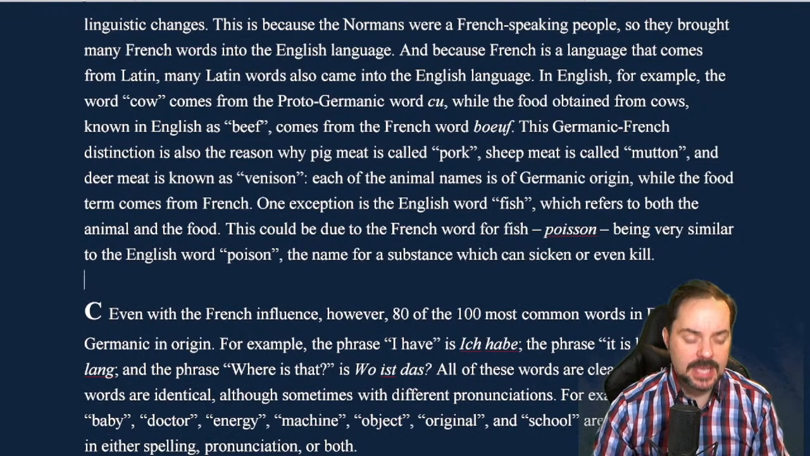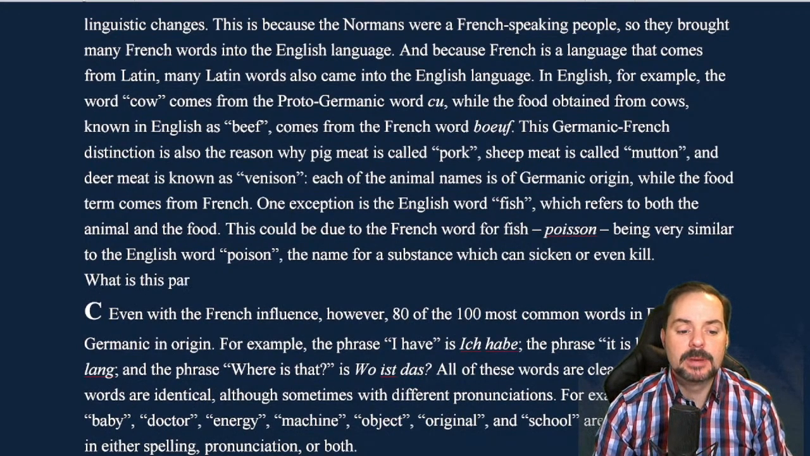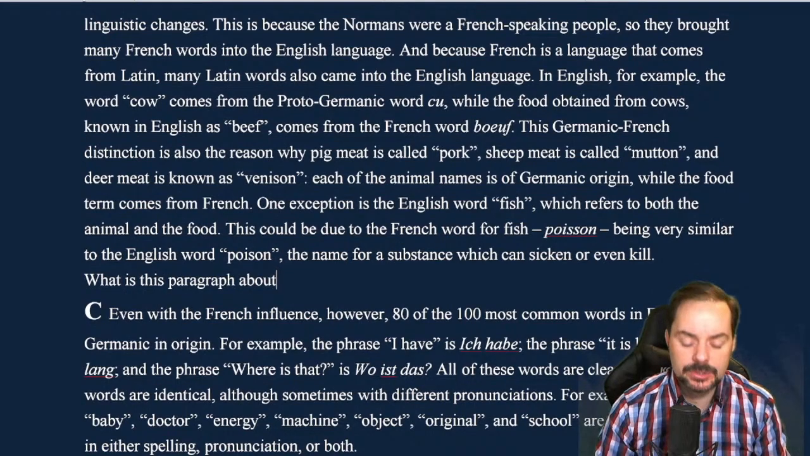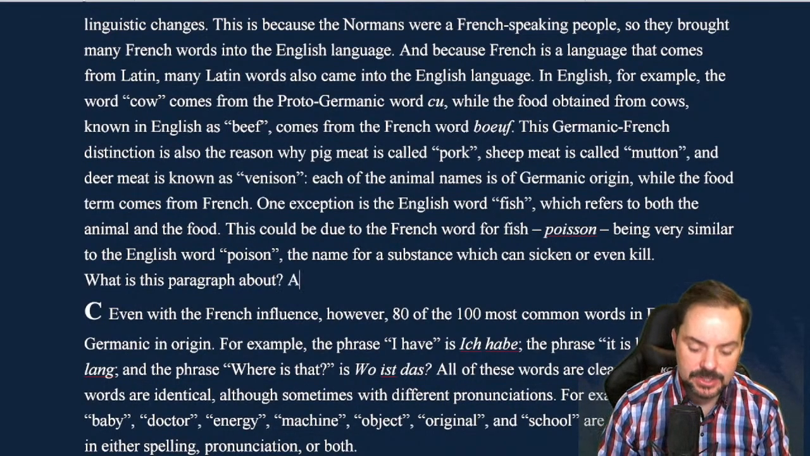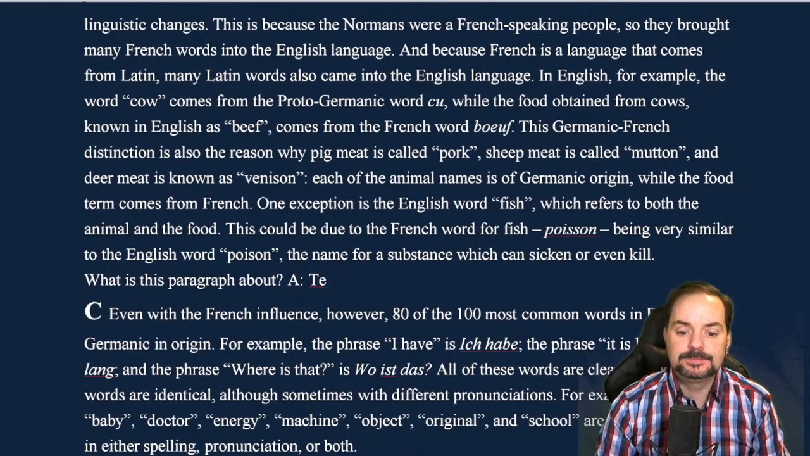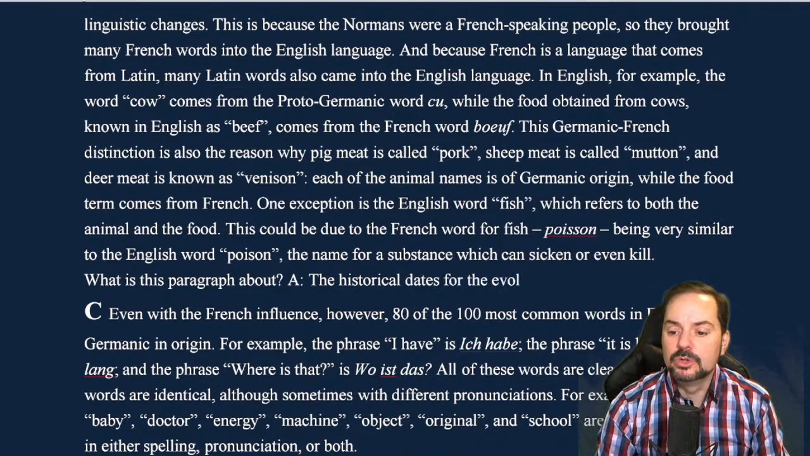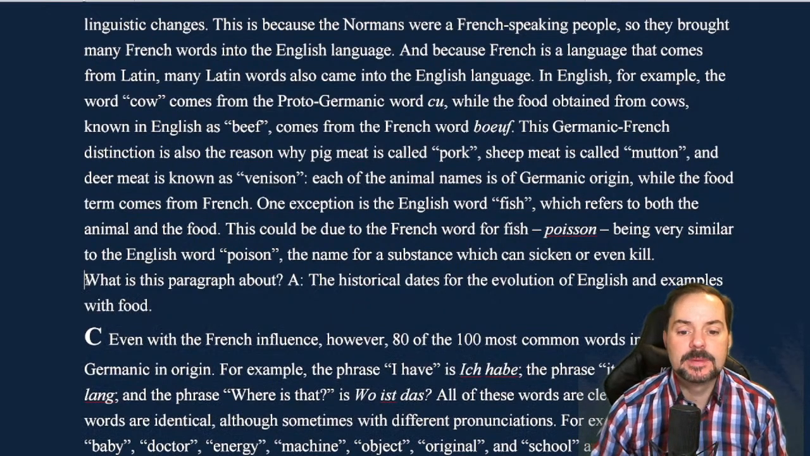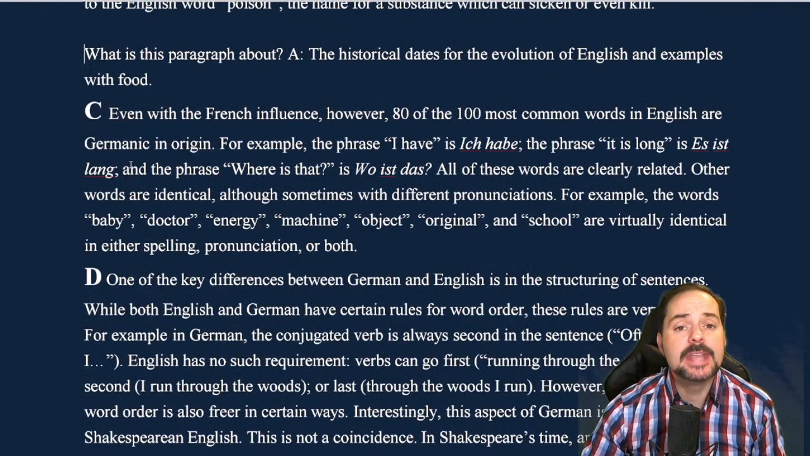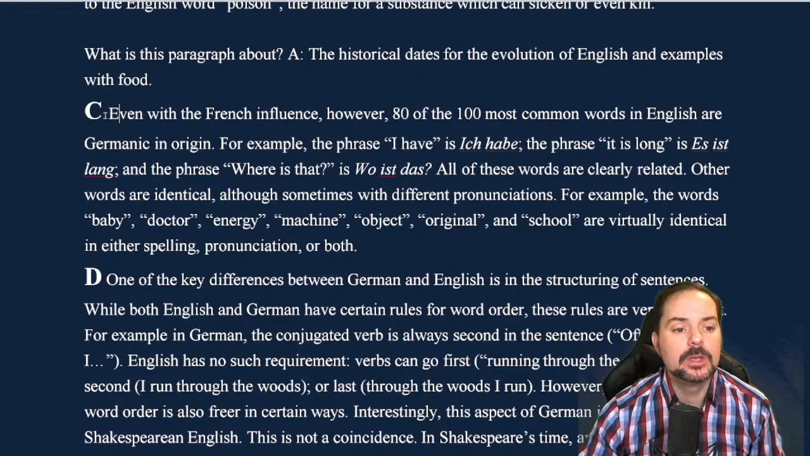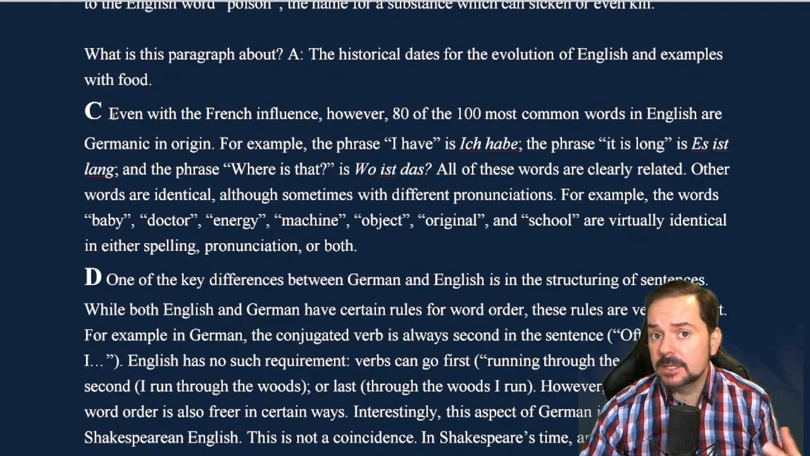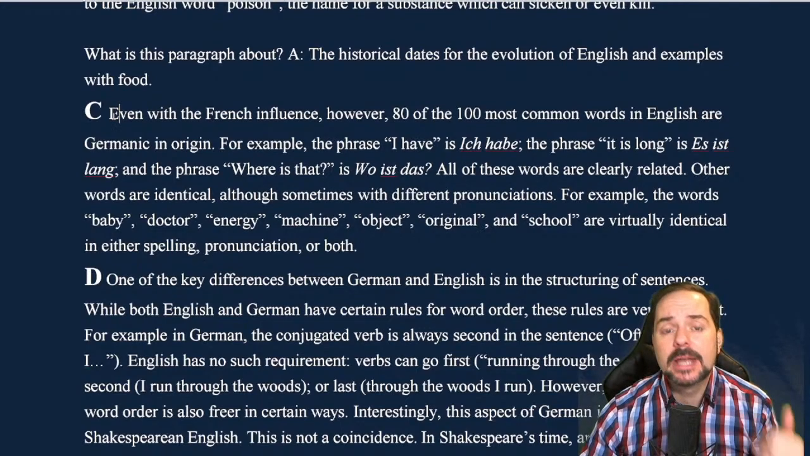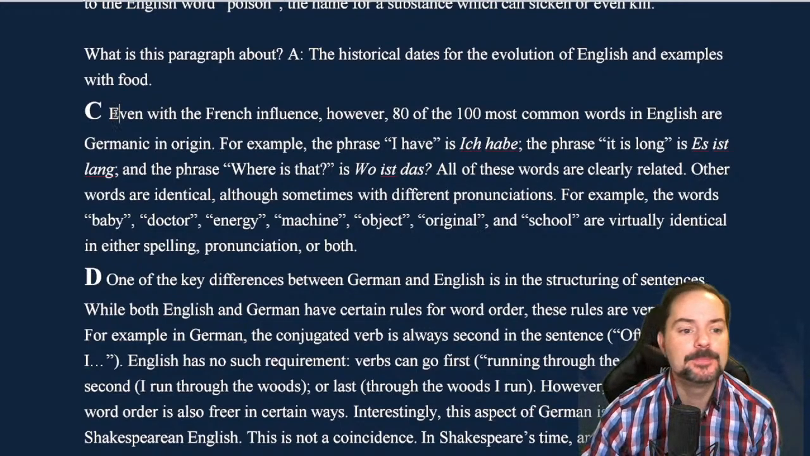All right, so again, I ask myself, what is this paragraph about? Okay, so the answer here is the historical dates for the evolution of English and examples with food. Okay, so that's what this paragraph is about. And I go on to the next one, nice and fast, everyone. Here we go. And if you read at this speed for the IELTS, it's absolutely okay. You don't have to read faster, okay? And you're reading in your head, right?